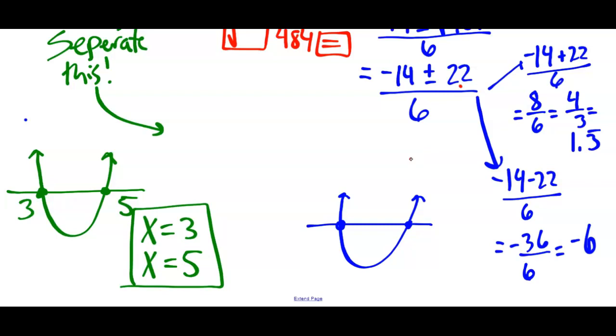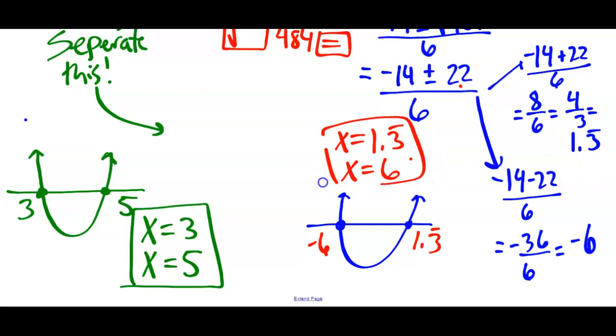So how do I write my answers? Well, my negative 6 is over here, and my 1.3 is over here, repeating. And I would just simply write down x equals 1.3 repeating, x equals negative 6. Make sure you have both answers if you get two answers. Okay? Remember, last class, we talked about possibly getting 0 answers or possibly getting 1 answer, okay?